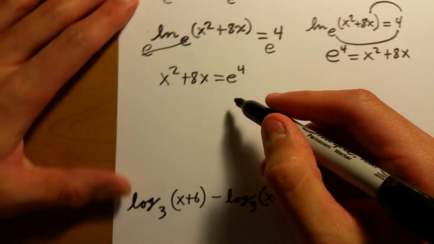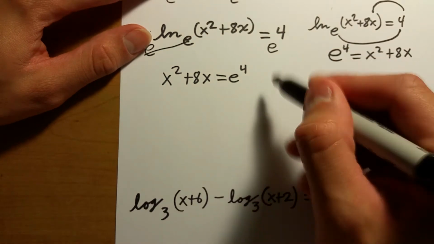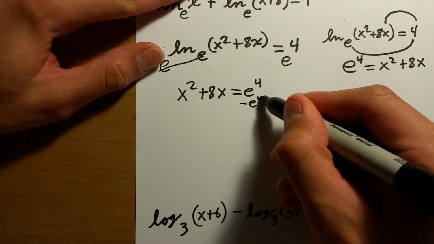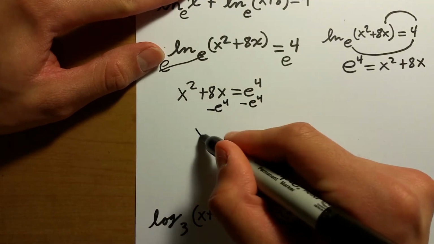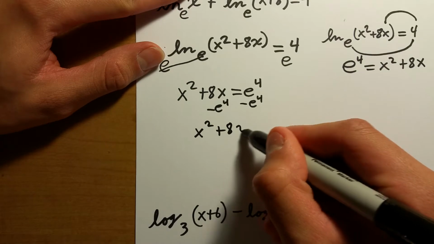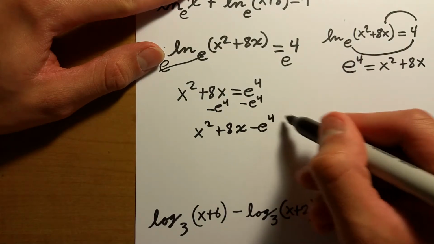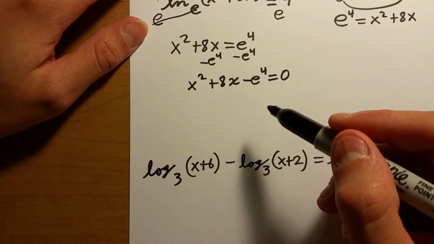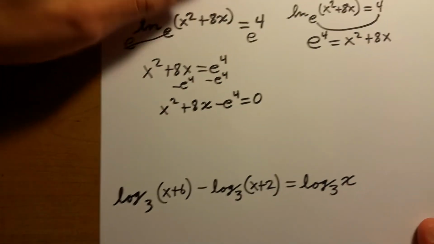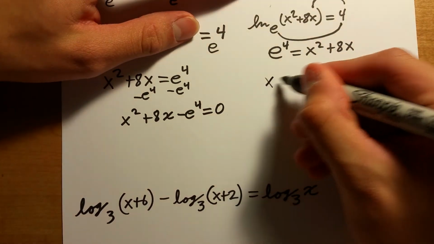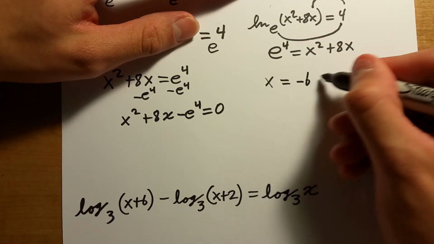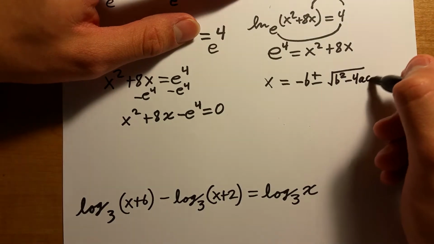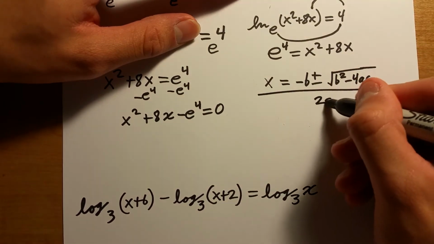So once you're in this form, you want to get everything to one side and set it equal to 0, since you have an x squared term. So you want to subtract e to the power of 4 from both sides, so you're going to have x squared plus 8x minus e to the power of 4 is equal to 0. Since this isn't factorable, we have to use the quadratic formula, which, if you don't remember it, is x equals negative b plus or minus the square root of b squared minus 4ac, all over 2a.